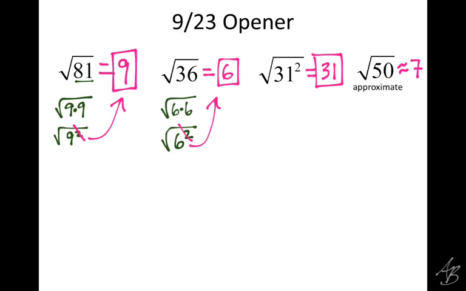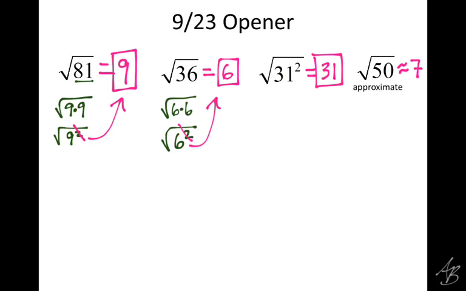Since this is really close to 49, the square root of 50 is going to be really close to 7. It's actually going to be a little bit, would it be bigger or smaller than 7? It would be a little bit bigger, right? Since 50 is a little bit bigger than 49, then the square root of 50 is going to be a little bit bigger than the square root of 49, which would be 7.